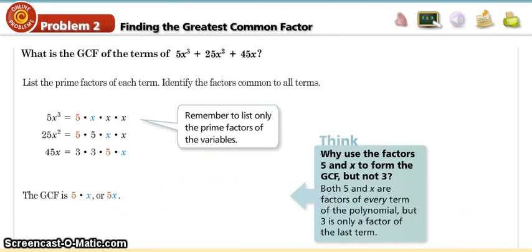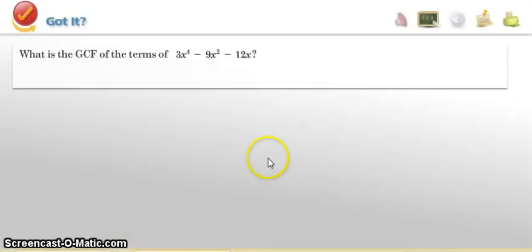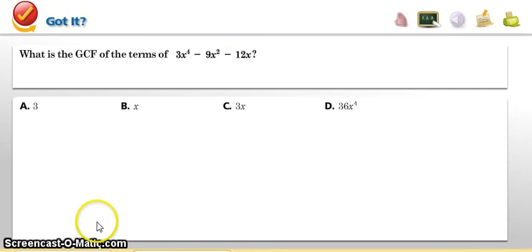Okay, so I want you to try one, finding the greatest common factor. Here's your trinomial: 3, -9, -12. Just focus on 3, 9, and 12. What's the largest number that will divide into all three of those? What's their greatest common factor? And then focus on x to the fourth, x squared, and x to the first. How many x's do they have in common? Not together, how many do they have in common? And then write the GCF. So here are your answer choices.